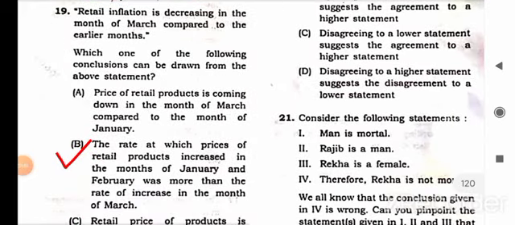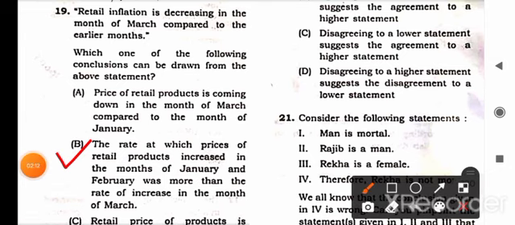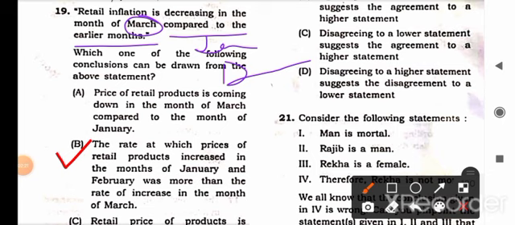Next question. Retail inflation is decreasing in the month of March compared to the earlier month. Which one of the following conclusions can be drawn from the above statement? What is the statement? The price of retail products is coming down in the month of March compared to the month of January. January is not given here. It is what is given in the question. See, you have to read the question very carefully. March is mentioned, but in comparison to earlier months, it may be January, February, or December, November of the last year. This question has not mentioned any particular month. Okay? So we'll go ahead.